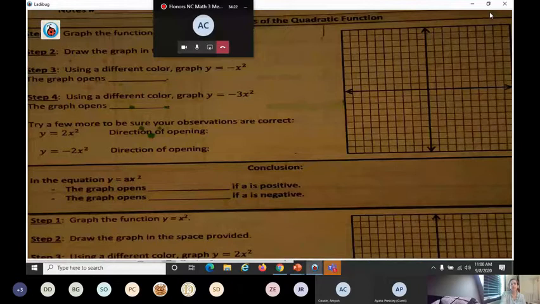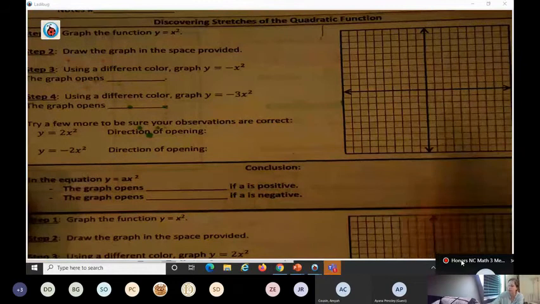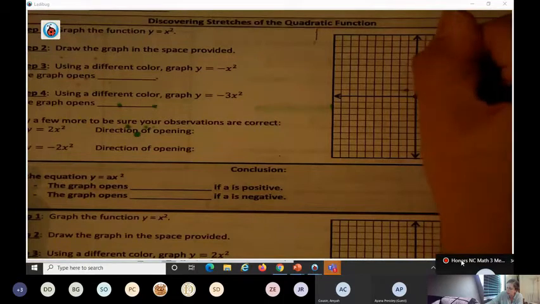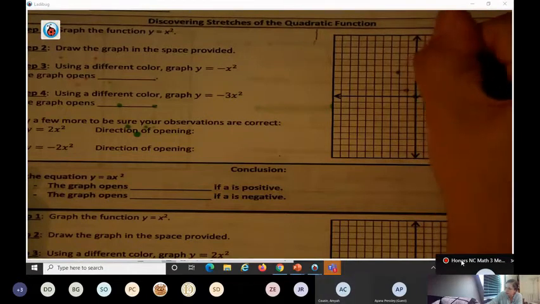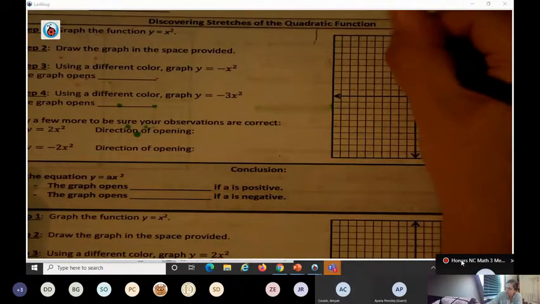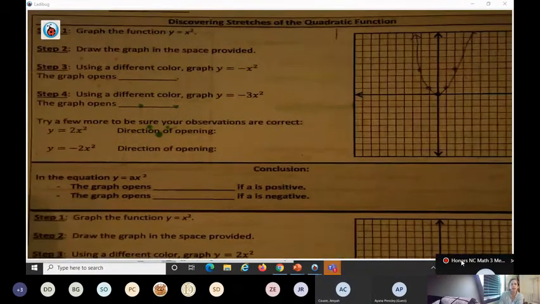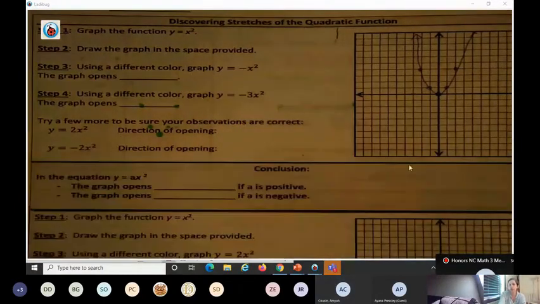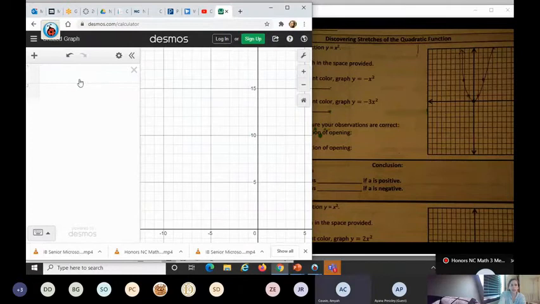All right, so the first thing that this asks you to do is graph the function y equals x squared. We should be pros at this from the front side. So we're going to just sketch it in real quick. And then it says in step 3, in a different color, graph y equals negative x squared. So if you're not sure what that looks like off the top of your head, just run over to Desmos real quick and type in y equals negative x squared.